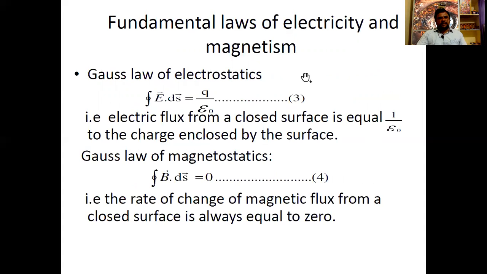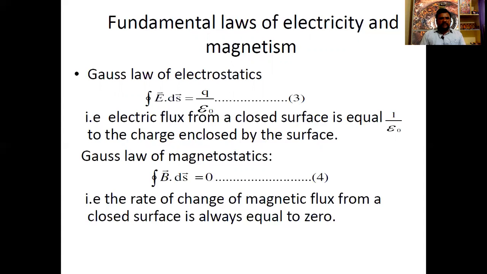Next, let us discuss the fundamental laws of electricity and magnetism. There are four laws in electricity and magnetism, called the fundamental laws of electricity and magnetism. The first one is Gauss law of electrostatics, the second one is Gauss law of magnetostatics, the third one is Faraday's law, and the fourth one is Ampere's law. Let us discuss one by one.